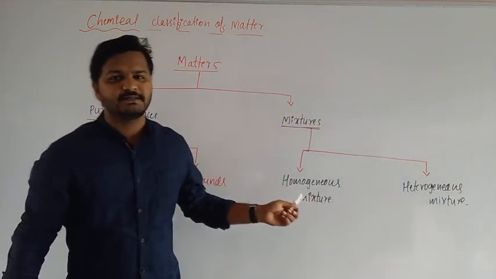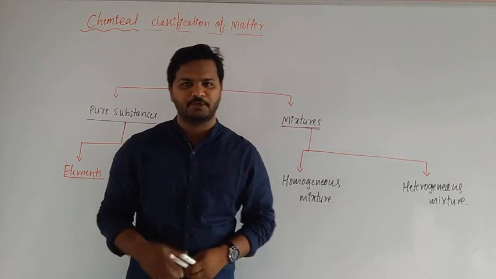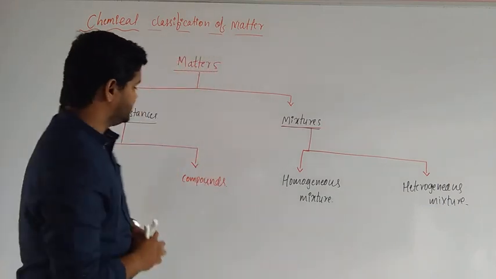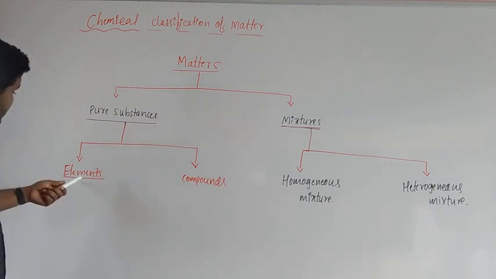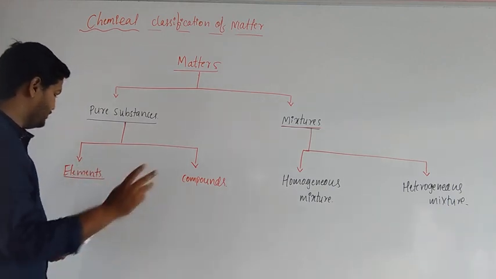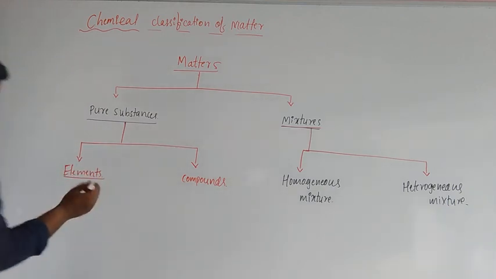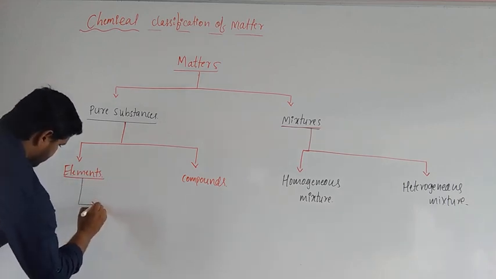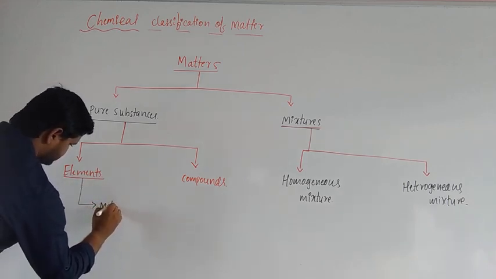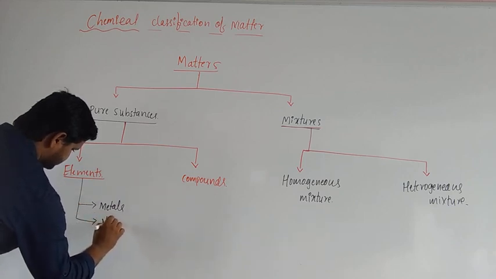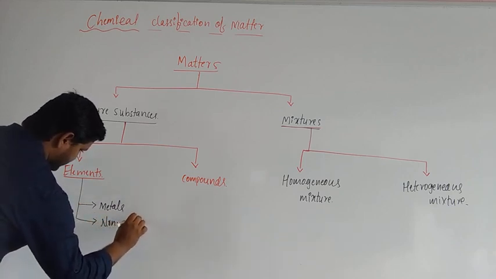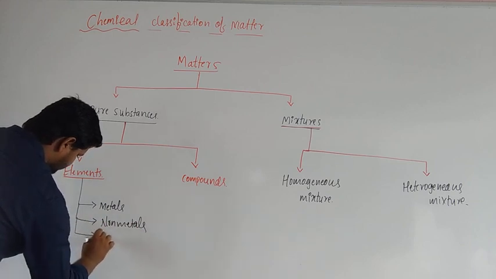Students, here homo means same, hetero means different. Okay, so here this is the chemical classification of matters, and again here elements are again classified into three types. They are metals and non-metals, and lastly metalloids.